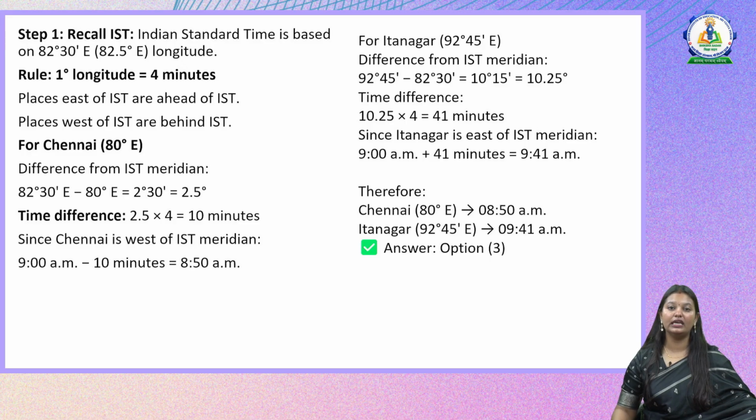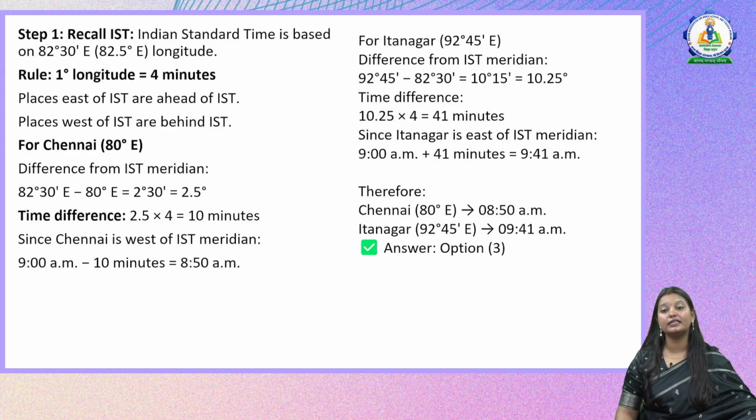So for Chennai, if we want to calculate, the difference between the Indian Standard Time meridian would be 82 degrees 30 minutes east minus 80 degrees east, which is 2 degrees and 30 minutes, 2.5 degrees. The time difference will be then 2.5 into 4, that is 10 minutes. Since Chennai is in the west, we will subtract this time and come to the conclusion that it is 8:50 a.m.